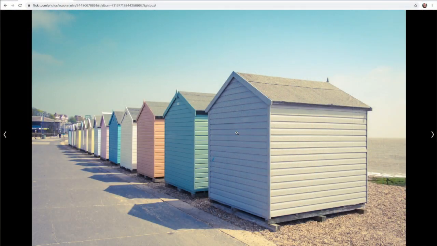Some beautiful pastel beach huts in Felixstowe, if I remember rightly. You can see that we have these repeating shapes that go through the picture, which are sort of reflected or echoed by the shadows, and that draws you through the picture.